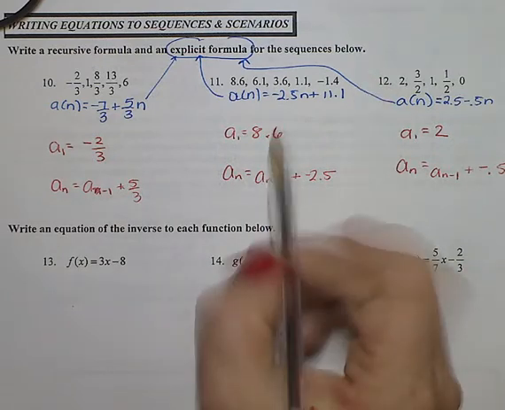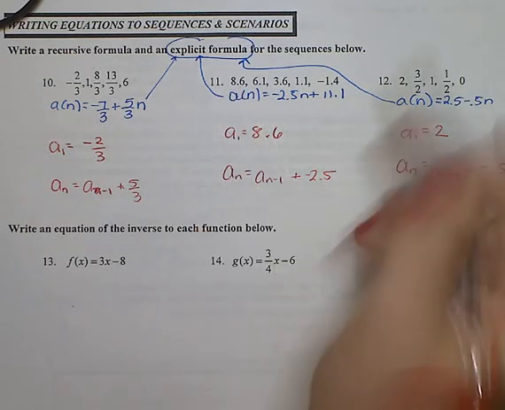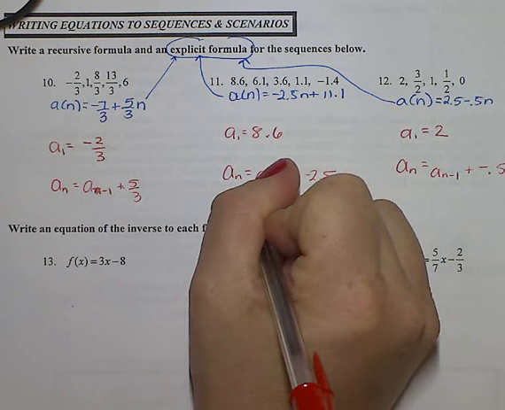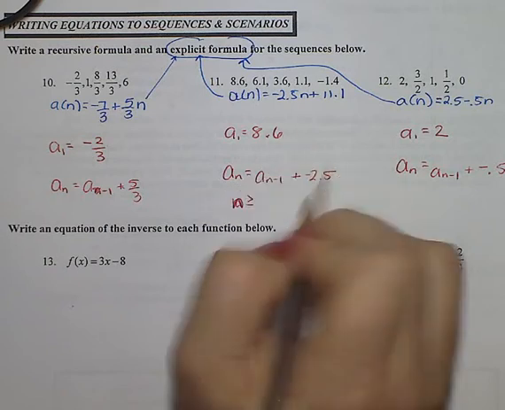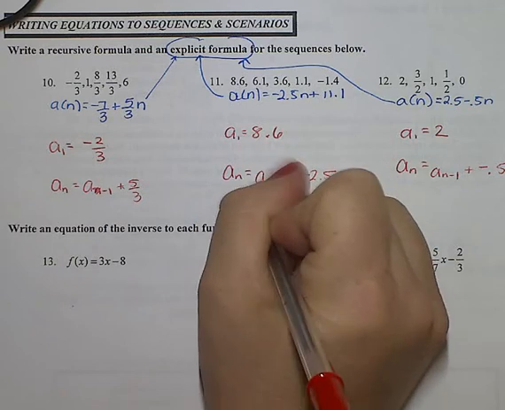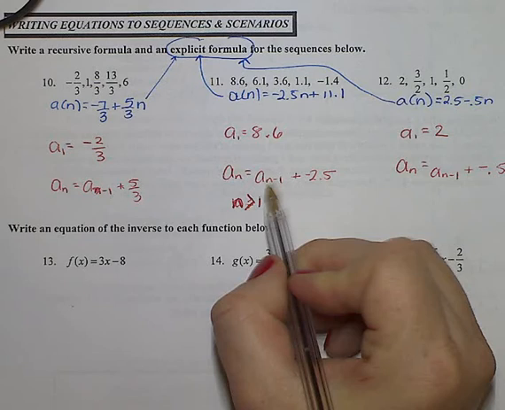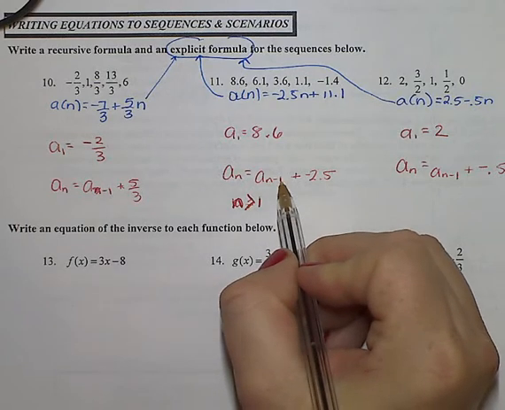Do you guys agree this is the first term in this sequence? Okay, so watch. We always have to assume that n is going to be greater than 1. So your next number that we plug in is going to be 2. So when I plug in 2 here, 2 minus 1 is 1. And what is a sub 1?